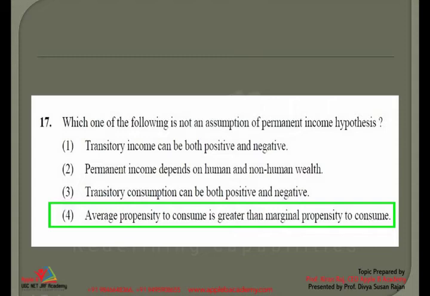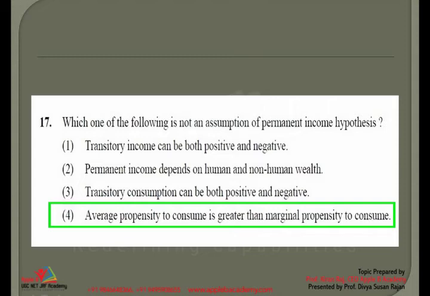So in the permanent income hypothesis, we have stated that both the transitory income and the transitory consumption can be positive as well as negative with respect to the changes in income. So we had seen a situation in which over the year my income may increase, may decrease, but these transitory changes in income or consumption do not directly or indirectly affect the consumption patterns of the people in the society. So 1 and 3 are assumptions of the permanent income hypothesis.